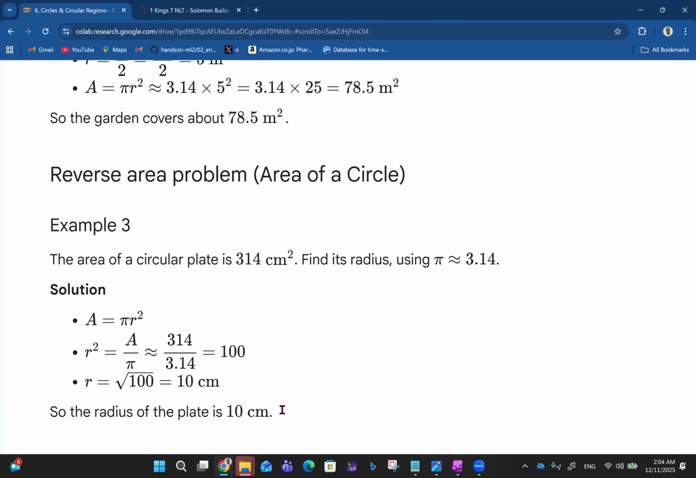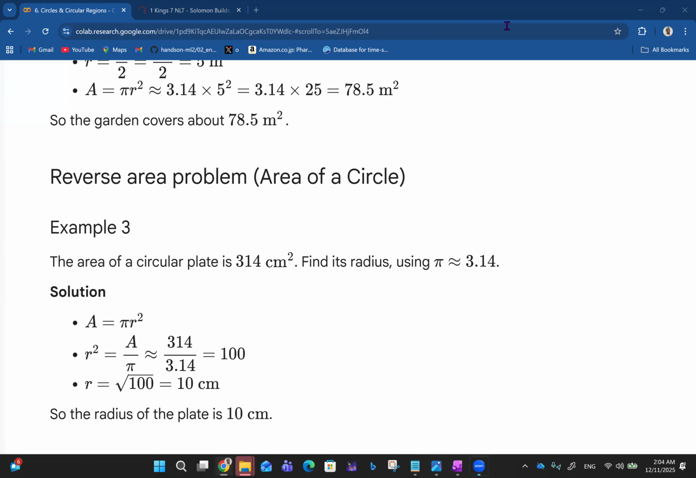So you can also have a reverse area problem, talking about the area of a circle. So the area of a circular plate is 314 centimeters squared. Find its radius using pi is 3.14. So the solution: A is pi r squared. So r squared now is A over pi, because we're looking for the radius.